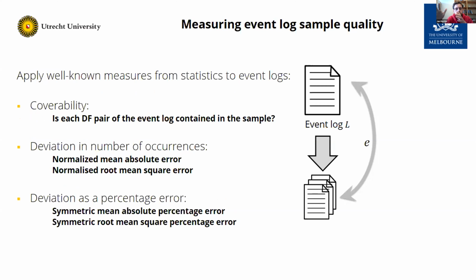You could also say, well, I'm not interested in just coverability, but I also want to take into account their frequencies. And so you get a deviation in the number of occurrences. And then you can say, well, how do we measure this? You can do this in absolute values. And then, for example, you can use the normalized mean or the root mean square errors. And so those help us in defining the error measures. Or you could use the percentage errors, so the symmetric absolute percentage, or take the root mean square of those, make it symmetric and take the percentage. So those are all ways we can use to compare the event log with our sample. So that way we know a little bit more about what is actually the quality of the event log that we are studying in our process discovery algorithm, because we know it's a sample and we know how it works.